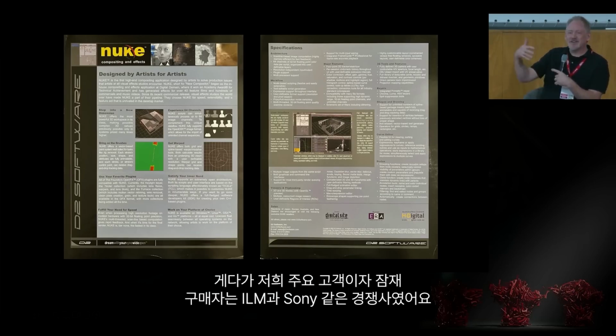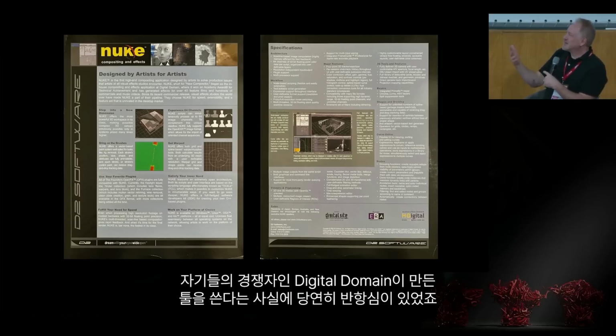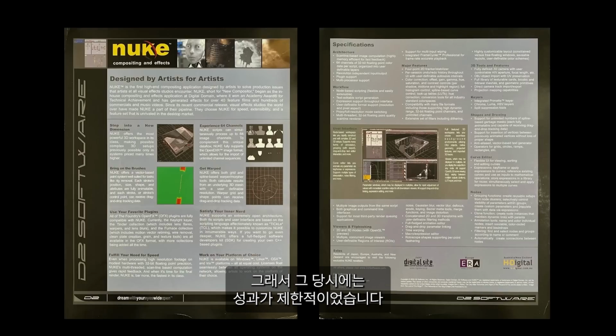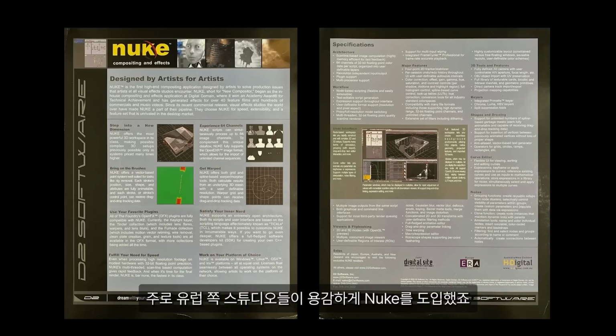Because we were selling to our competitors, right? We were Digital Domain and we were competing with ILM and Sony. So there was a certain resistance to our competitors buying a product from one of their major competitors. But at that time there were some early adopters, mostly in Europe, who were brave.